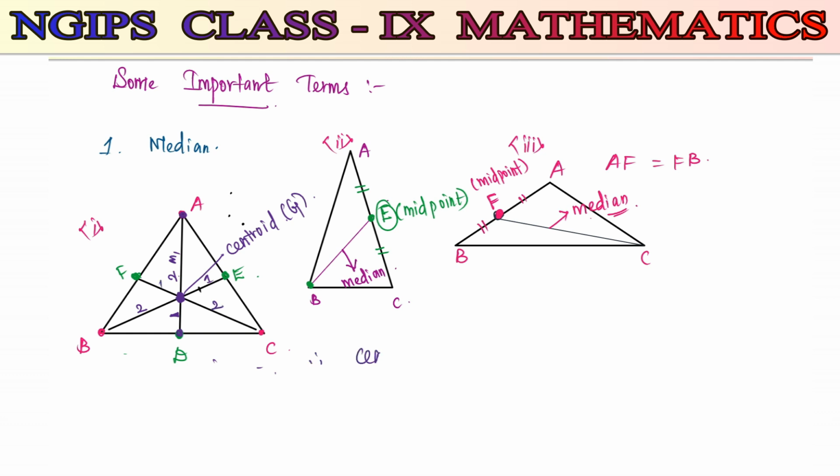Therefore, the centroid divides the median in the ratio 2:1. You don't write 1:2, because the median starts from the vertex A to the opposite side BC.